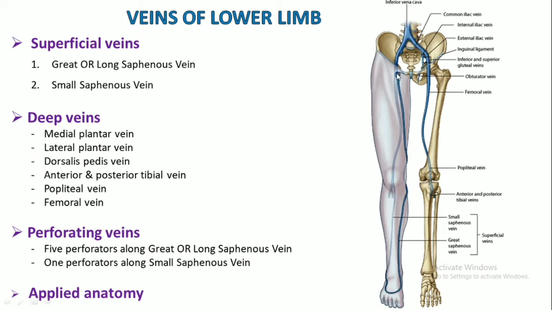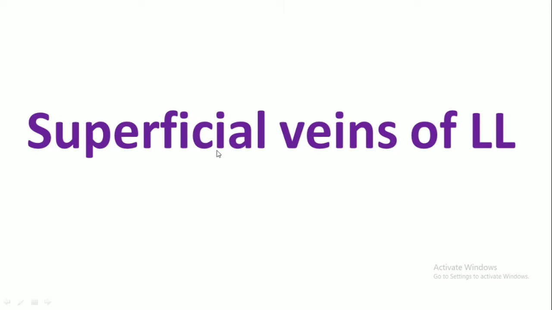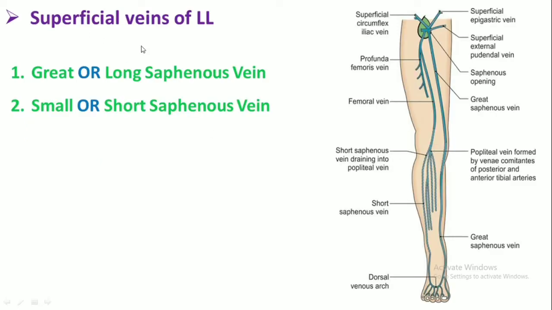Here you can see this is the lower limb and these are the veins. This is a superficial vein, the great saphenous vein, and second is the small saphenous vein. Start with the superficial veins of the lower limb. We will discuss superficial veins. First, the great or long saphenous vein, and second is the small or short saphenous vein.